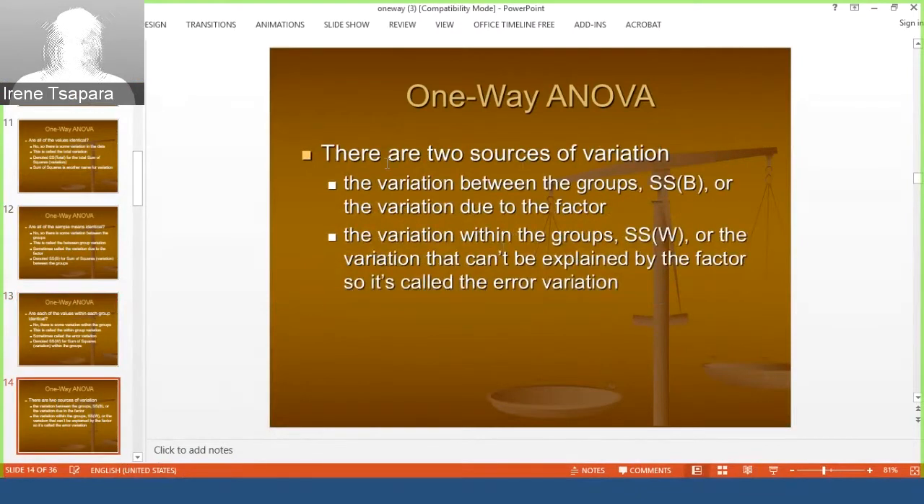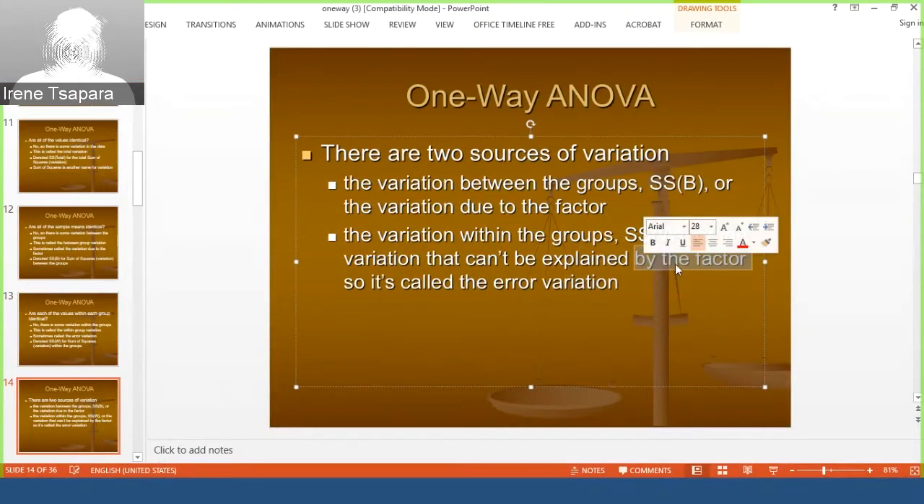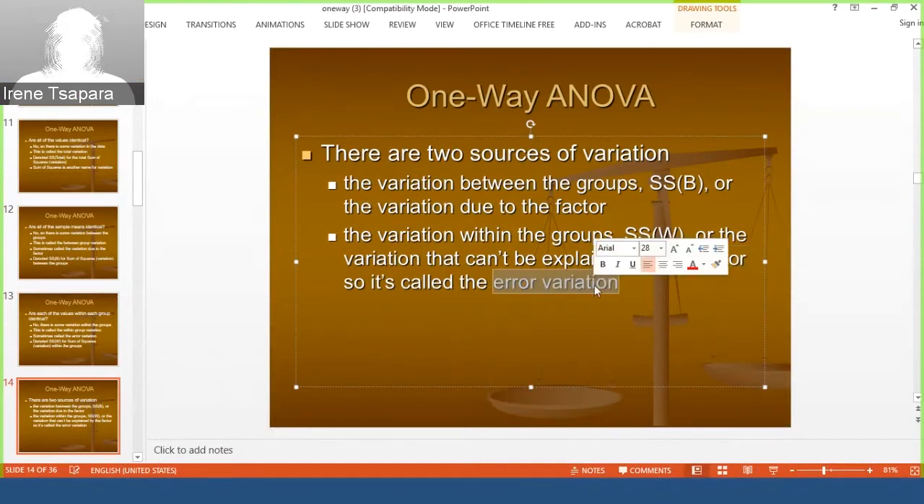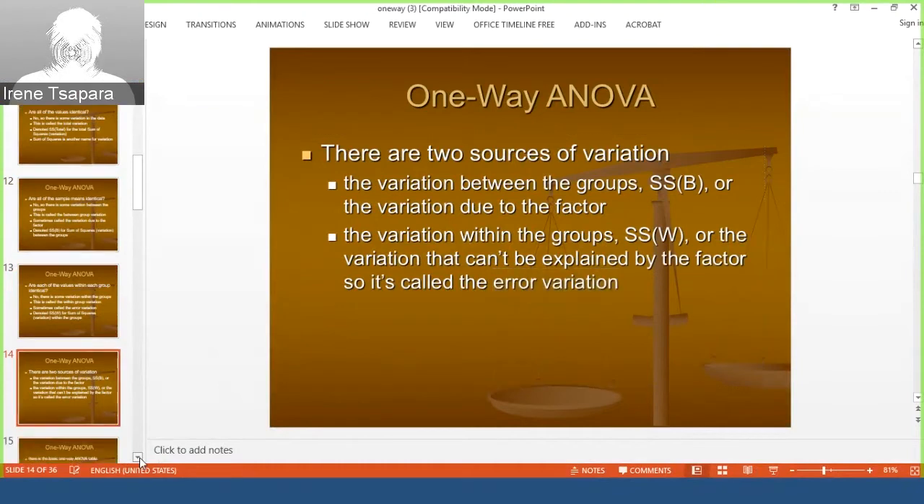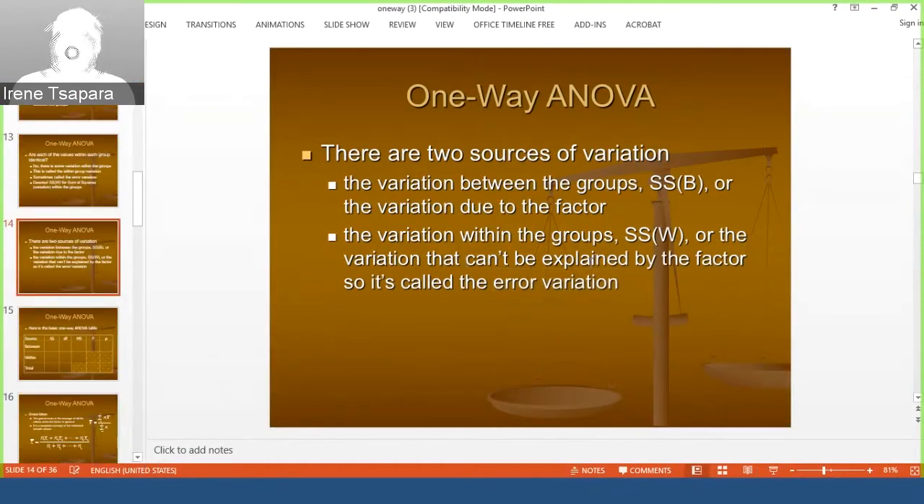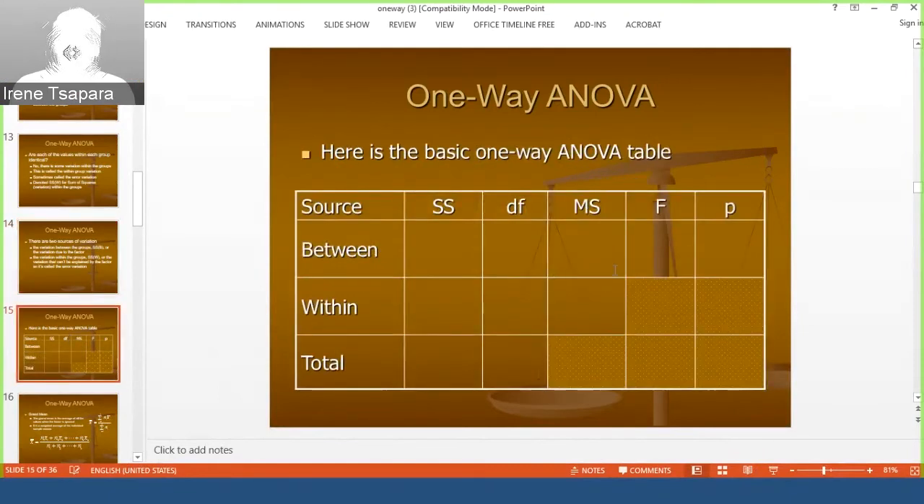One thing that you need to keep in mind is that there are two sources of variation. The variation between the groups, this is the SSB, and the variation within the groups. And this is the variation that cannot be explained by the factor that we will calculate in order to compare the variances. Now, this is called the error variation. So basically what we are doing now is going through the notations, and we will discuss it again as we fill in the table with all the information.